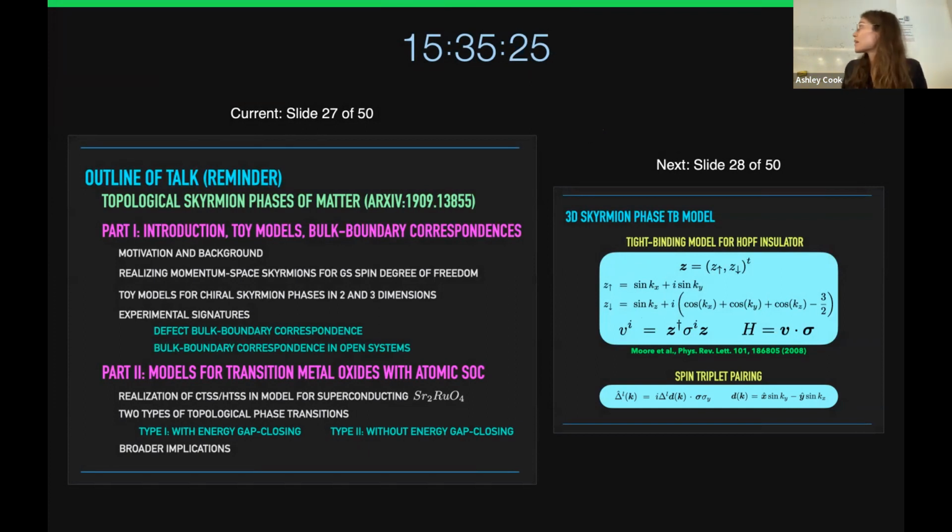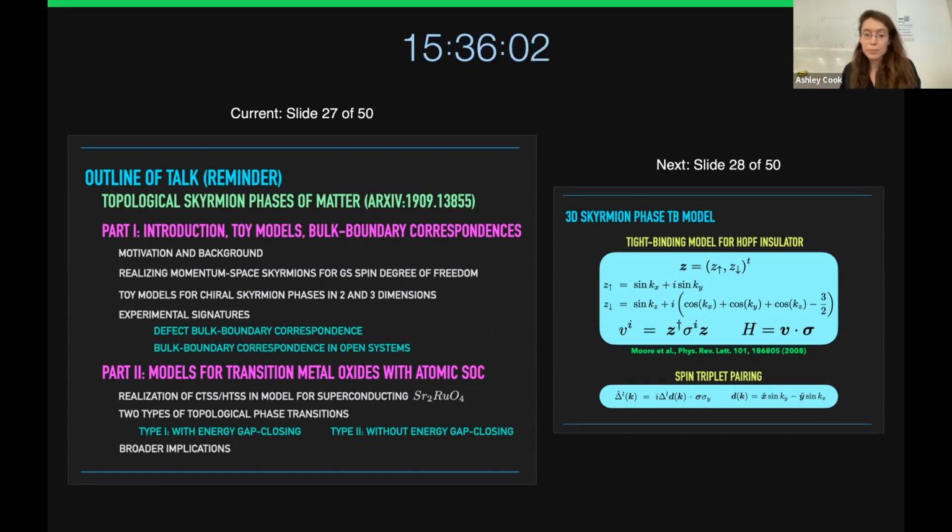All right, so yesterday I was giving you some motivation and background, and then I was introducing you to the toy models for these phases, which you can realize as four-band block Hamiltonians. You can also realize Bogoliubov-de Gennes four-band block Hamiltonians that capture this sort of physics. And I introduced you to the two-dimensional and three-dimensional versions. Specifically, I needed to tell you about the three-dimensional versions so I could tell you about one of the bulk boundary correspondences.